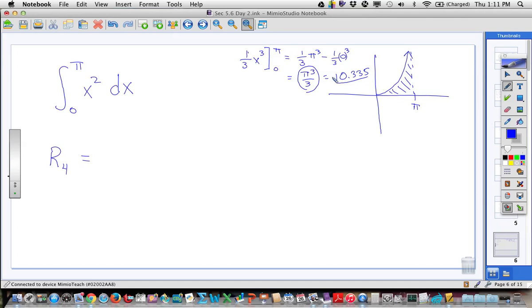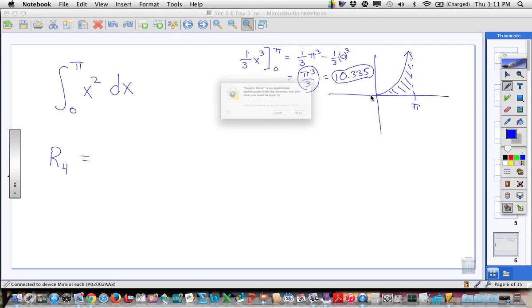10.335. I like how you guys automatically go to 3 decimals. Wonderful. All right, 10.335. So that's roughly our area under the curve. Exact. We know because fundamental theorem part 2 tells us that. All right. So let's start by doing 4 right rectangles.